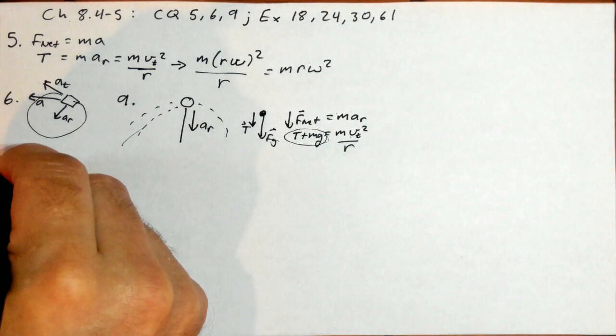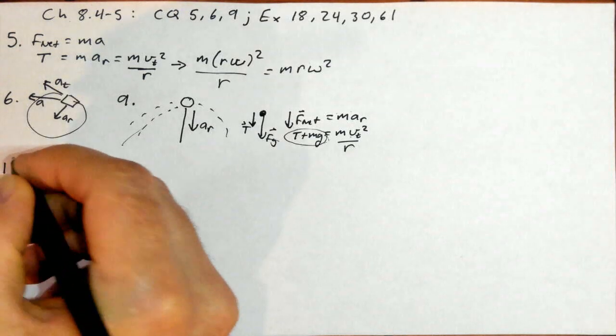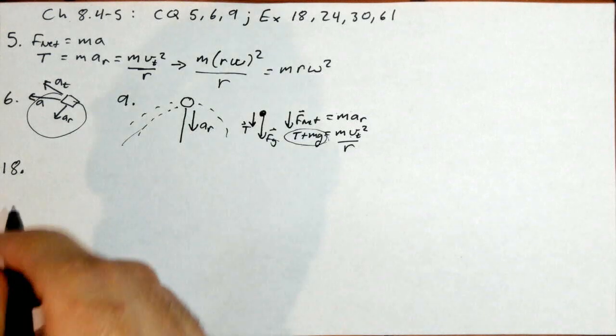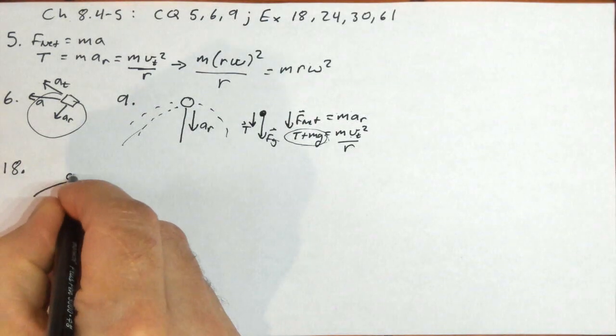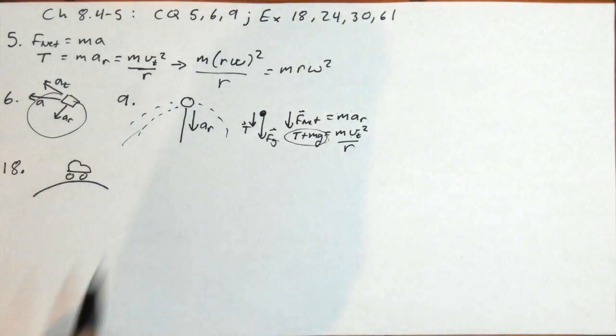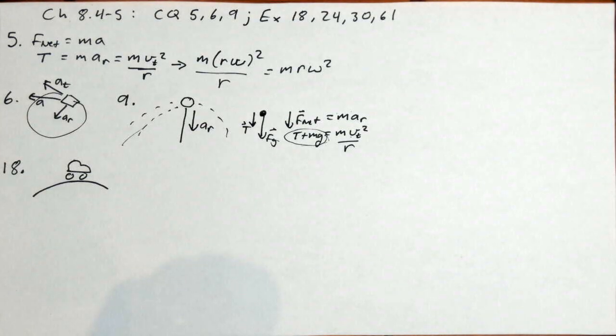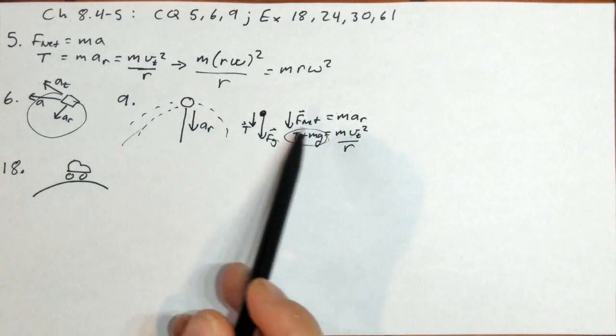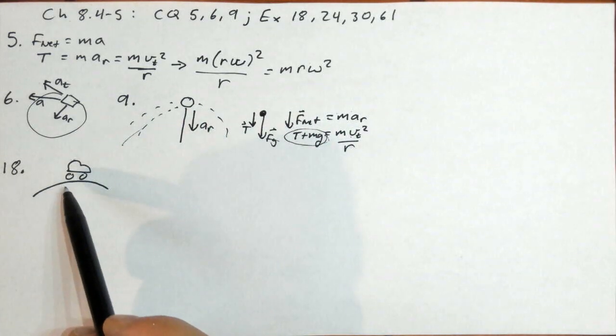Look at exercise 18. Take a look at that one. Here we have a car driving over a hill. If the car drives too fast, it'll leave the hill. If it drives slow enough, it'll follow the circular curvature of the hill, so it'll follow the circular motion. As your hint, apply what you just did in this concept question to this problem.